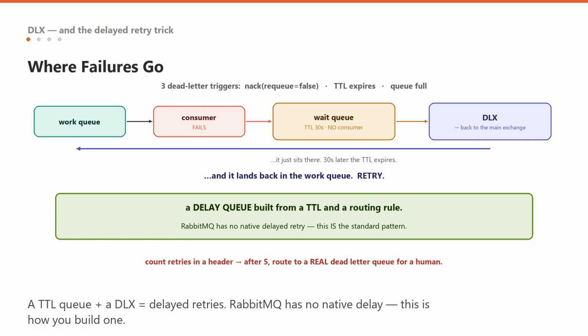Track the retry count in a header, and after 5 attempts route it to a real dead letter queue for a human to look at. That is the standard RabbitMQ retry pattern, and being able to draw it will land very well.